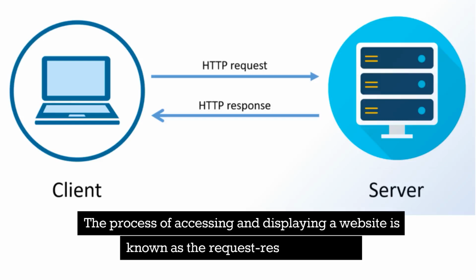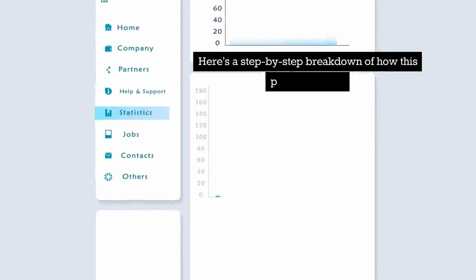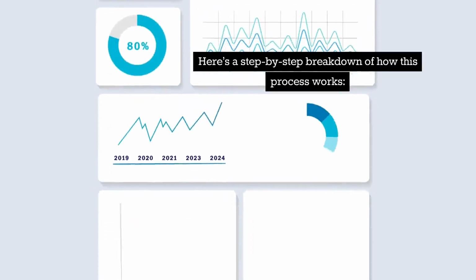Now, the process of accessing and displaying a website is known as a request-response cycle. This cycle involves communication between the user's web browser and the web server that hosts the website. Now, here's a step-by-step breakdown of how this process works.